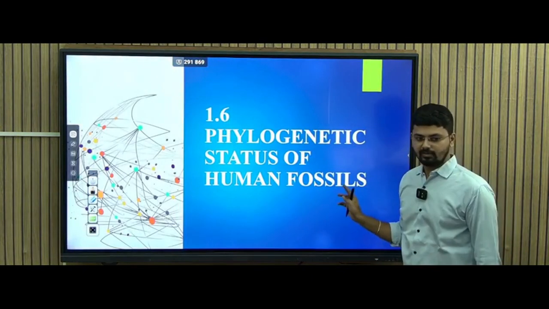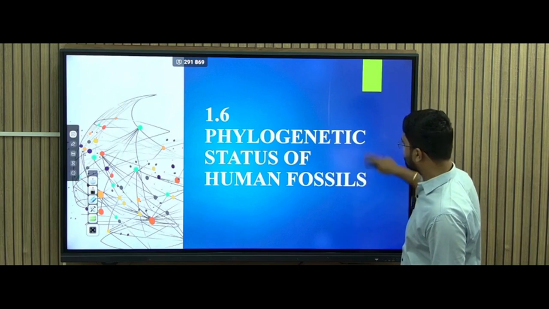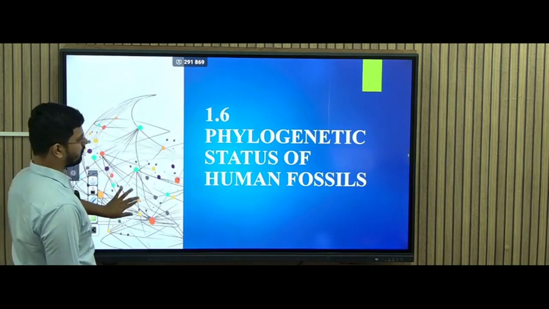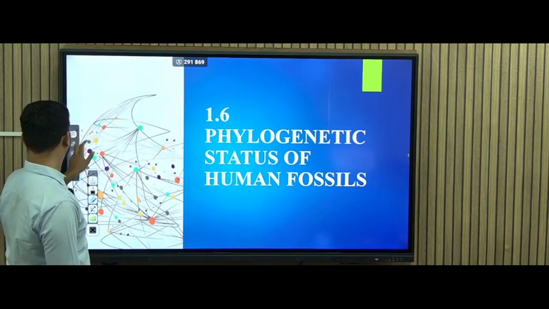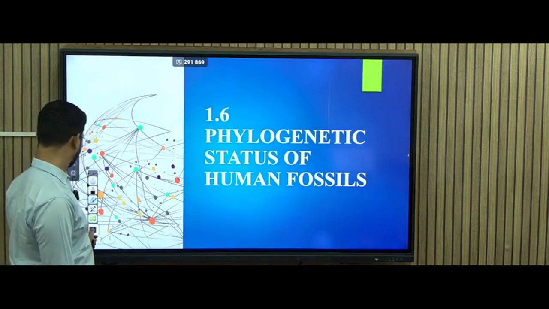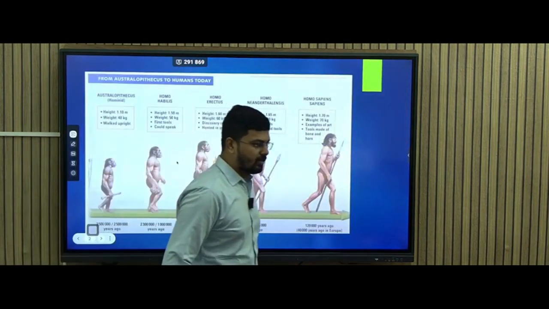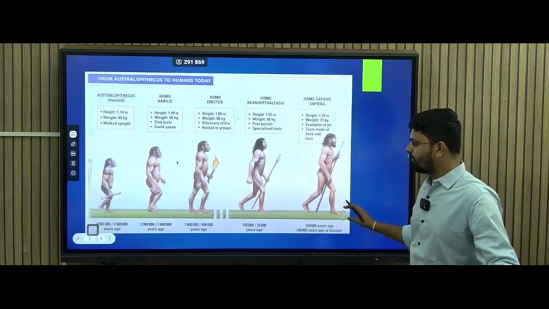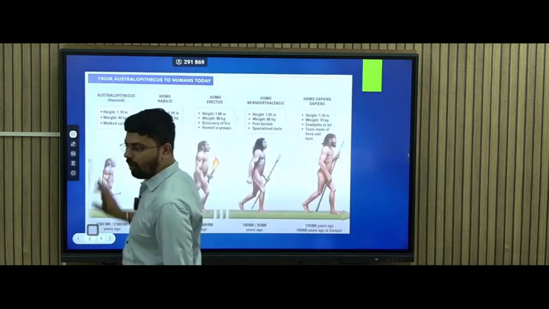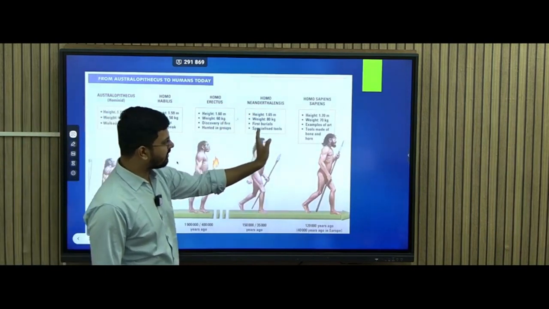Okay, now you can see this. We are starting with the very first fossil. So first, just try to look at this carefully. You have different fossils. First, Australopithecus, Homo habilis, Homo erectus, Homo neanderthals, Homo sapiens.